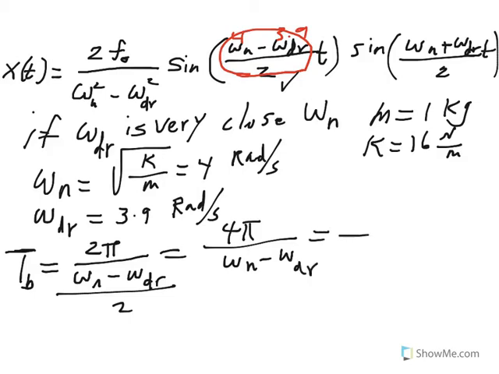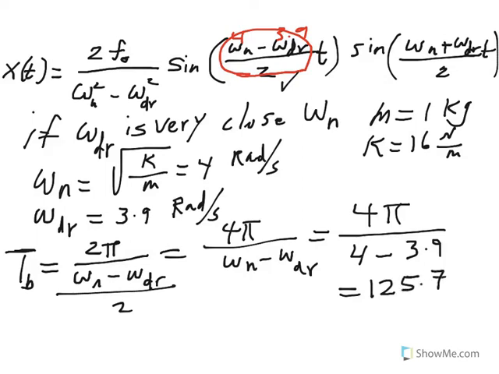So what would that be for our example? It's going to be 4 pi divided by, remember omega n is 4, and we have 3.9 here. That's about 125.7 roughly seconds per cycle. So this is the beat period.